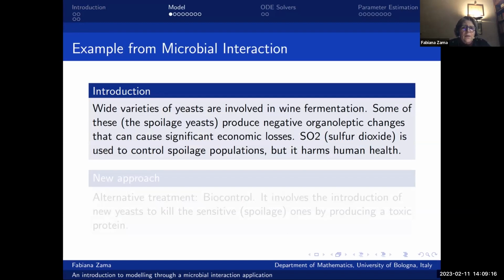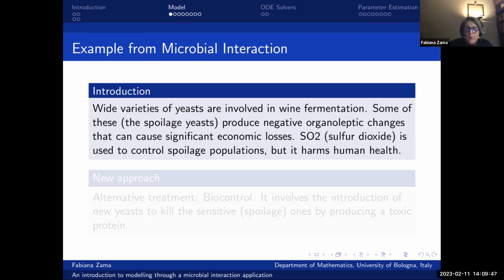So let us see something about the problem. The problem is an example of microbial interaction. In microbial interaction, in wine fermentation, there are a wide variety of yeasts. Some of these yeasts produce negative changes that cause damage and economic losses to the product. There are some artificial products, sulfur dioxide, that can be used to control spoilage, but this harms human health.